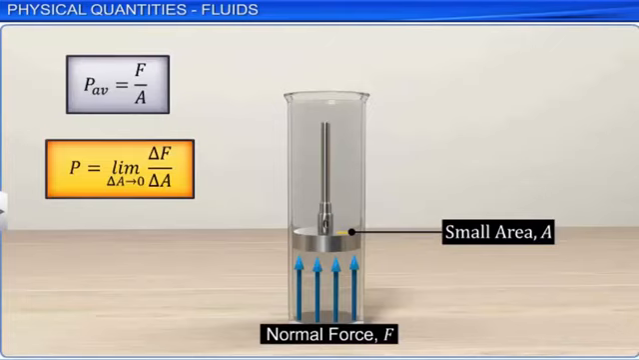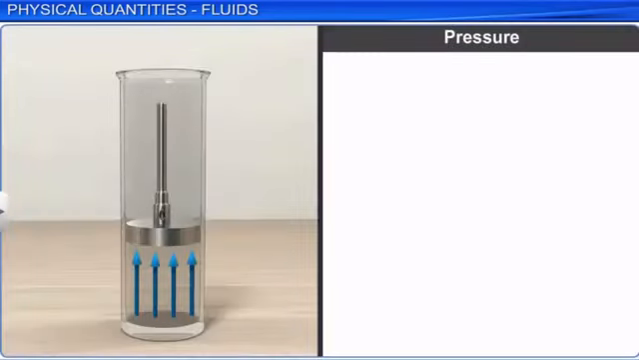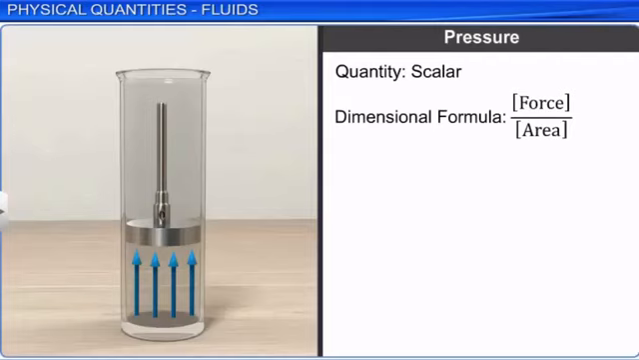Dimensional formula of pressure is the ratio of dimensional formula of force to that of area. Dimensional formula of force is M L T to the power minus 2. Dimensional formula of area is L to the power 2. Hence, dimensional formula of pressure is M L to the power minus 1 T to the power minus 2.